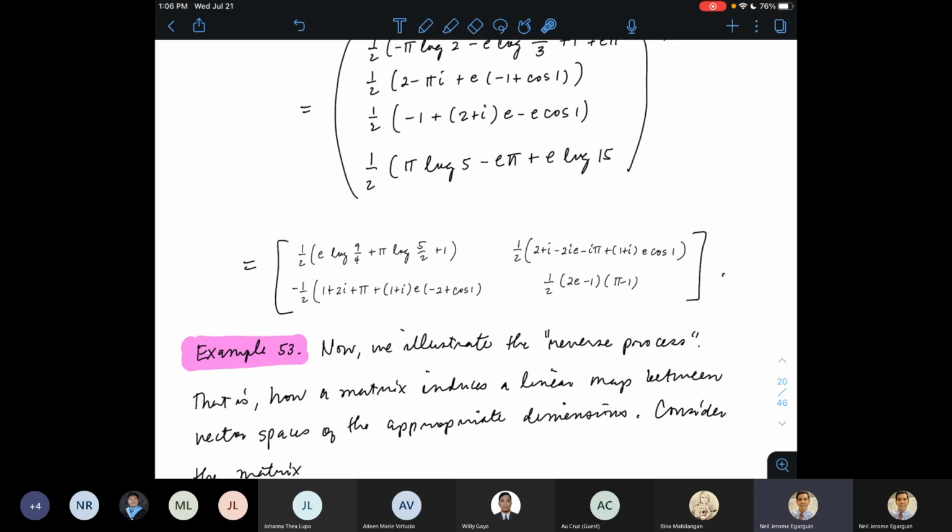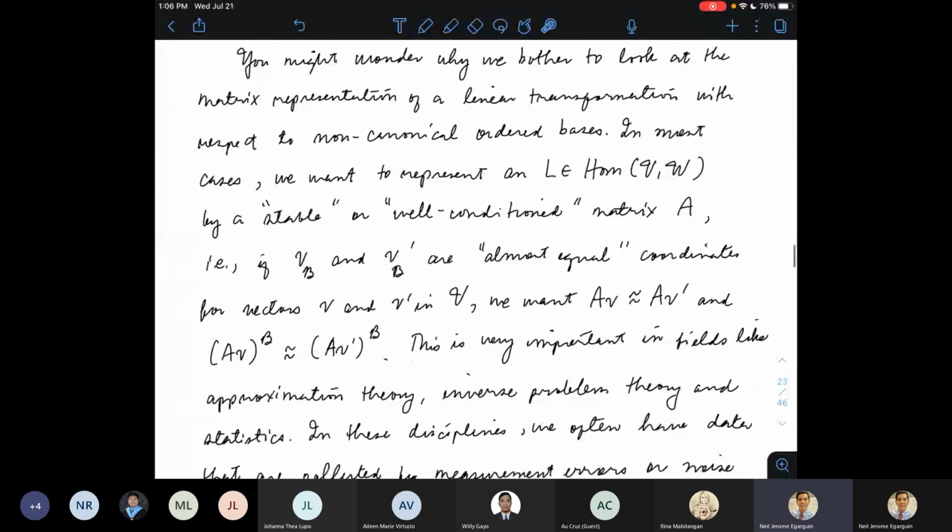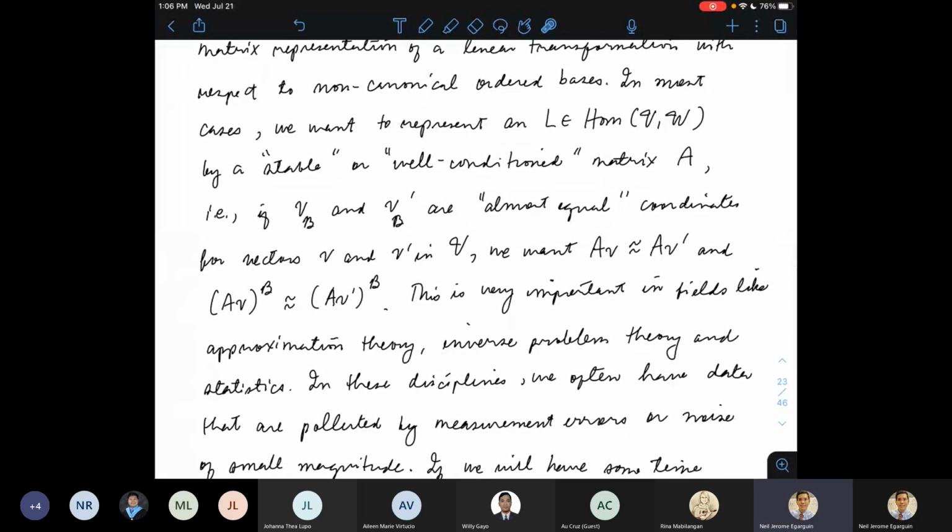Medyo mahaba yung process, especially if you choose a complicated basis. But why choose a different basis other than the canonical basis? Probably I'll end there. But okay, here we go. The reason why we are looking for different bases instead of the canonical basis is that the resulting matrix using the canonical basis might be ill-conditioned or ill-posed.